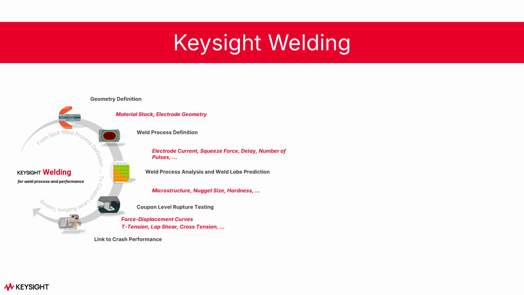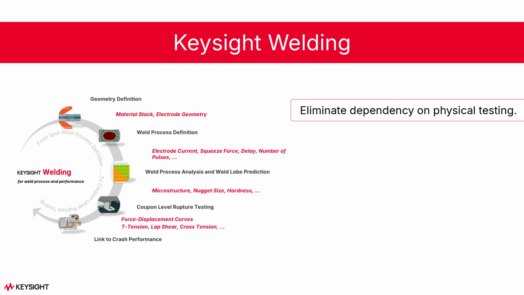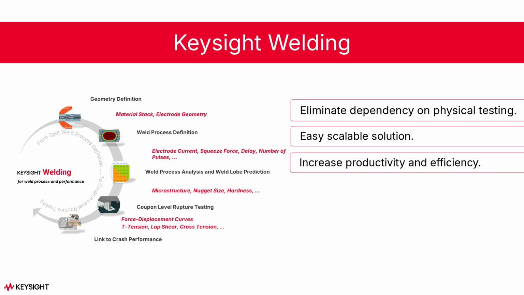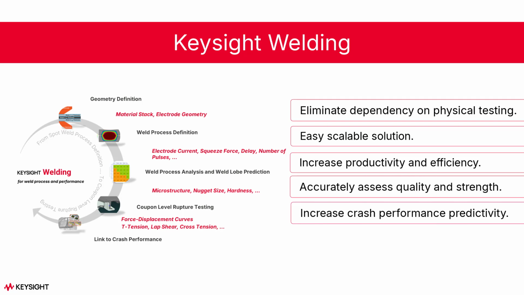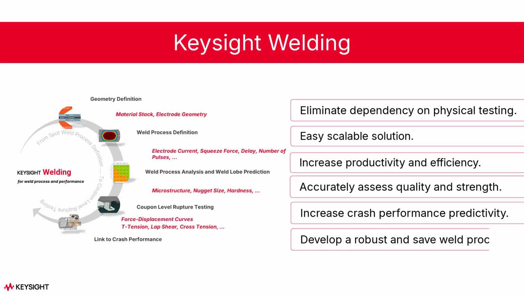By applying Keysight CAE welding for weld rupture in your engineering process, you can eliminate dependency on physical testing, scale your engineering effort efficiently, increase productivity and process robustness, accurately assess weld quality and strength, improve crash performance predictivity, and develop a safe, reliable weld process that achieves the required nugget size, avoids spatter, and delivers the expected connection strength. With Keysight CAE welding for weld rupture, you transform spot weld development from slow, test-driven iteration into a fast, predictive, simulation-based process.